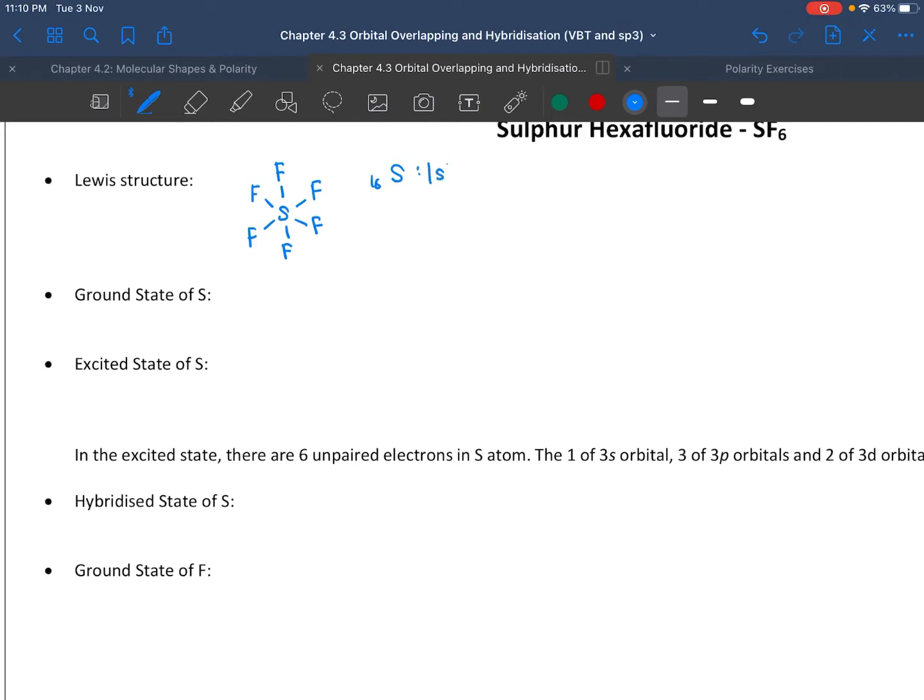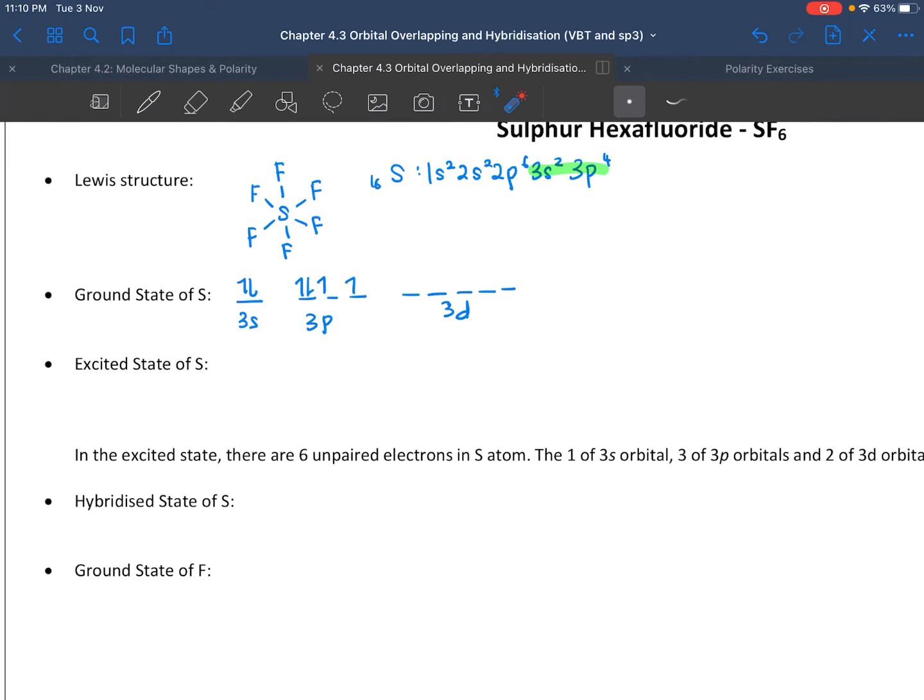So 1s2, 2s2, 2p6, 3s2, and then 3p4. Okay, so total 16. So dia punya valence electronic configuration is 3s2, 3p4. So ground state here, 3s2, and then 3p, 1, 2, 3, 4. And don't forget, we need to draw empty 3d orbitals. Okay, and then we need to think whether we need to excite this lone pair, this electron or not.